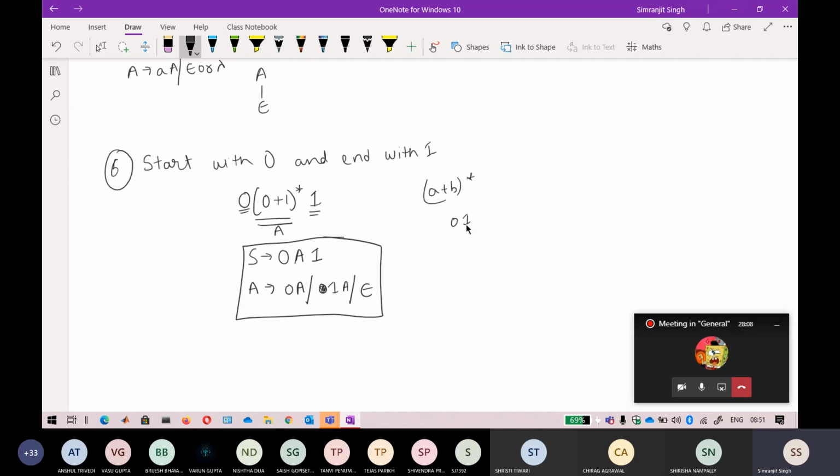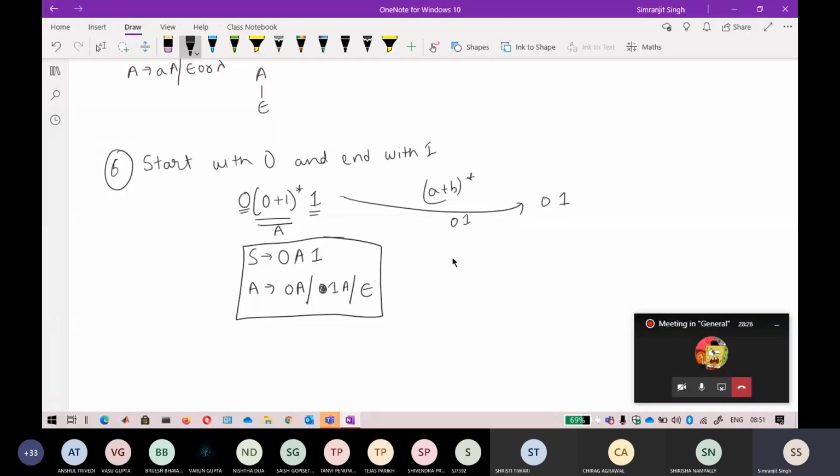Varun, I don't think that epsilon will be a part of the language, because if you see the smallest string possible from this language will be one that is starting with 0 and ending with 1. So epsilon will not be a part of the language.